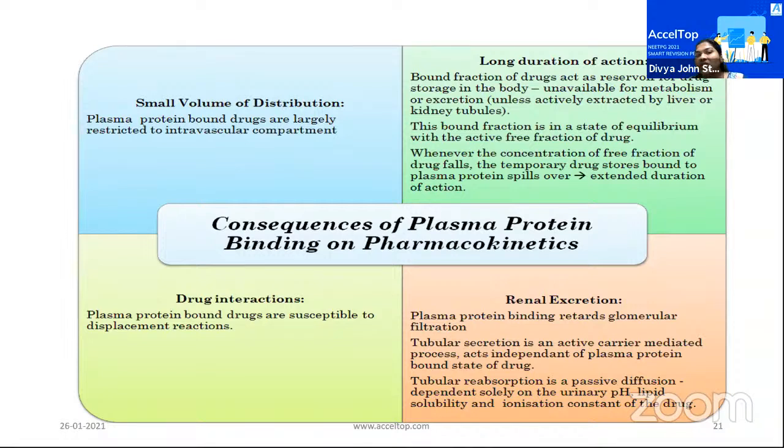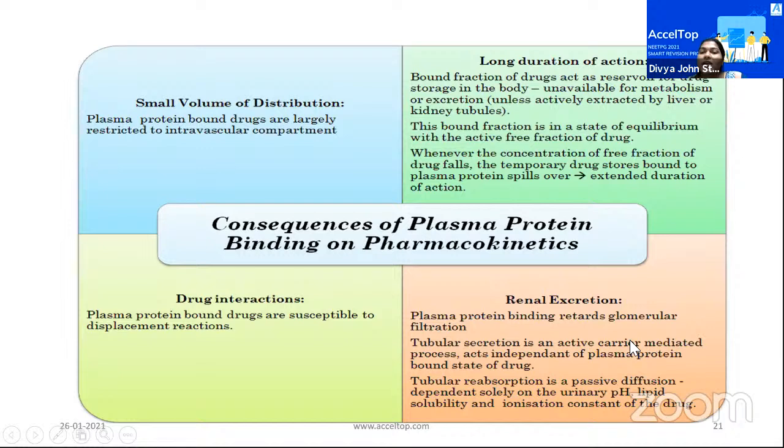So this bound fraction is in a state of equilibrium with the active free fraction of the drug. Whenever the concentration of the free fraction of drug falls, the temporary drug stores or the acceptor sites will spill the drug that is bound to the plasma protein. So they will have an extended duration of action. With regard to drug interaction, plasma protein bound drugs are susceptible to displacement reaction. If a drug with a high plasma protein affinity comes, it will displace a drug with a lower affinity to that particular plasma protein.